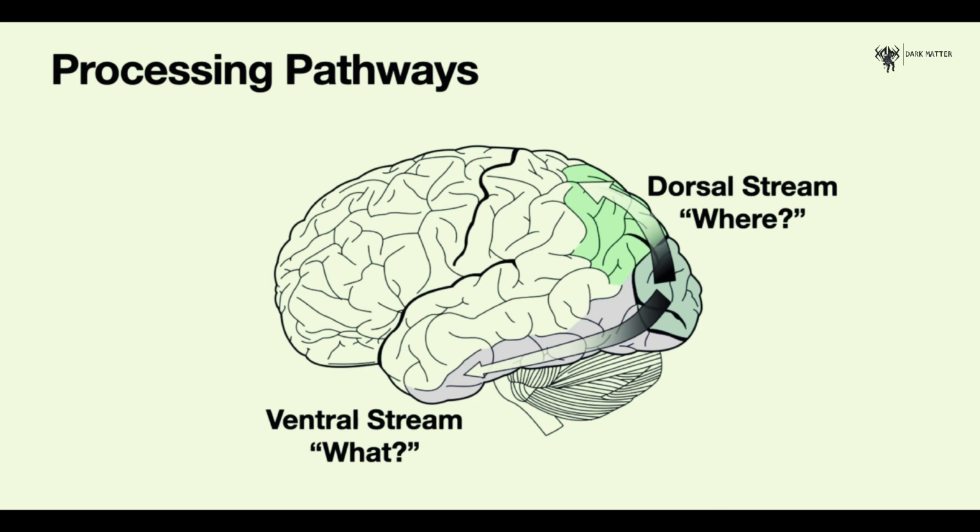Now, for these higher order processing functions, we divide the pathways into 2 separate streams. The one that goes to the parietal lobe is called the dorsal stream, and it can answer where questions by integrating spatial information. And the ventral stream goes to the temporal lobe and is more responsible for visual recognition, and it will answer what questions.